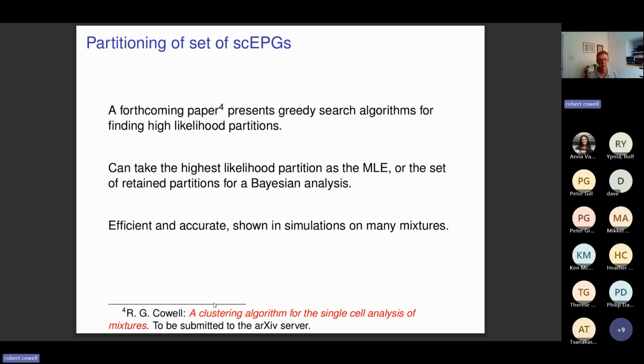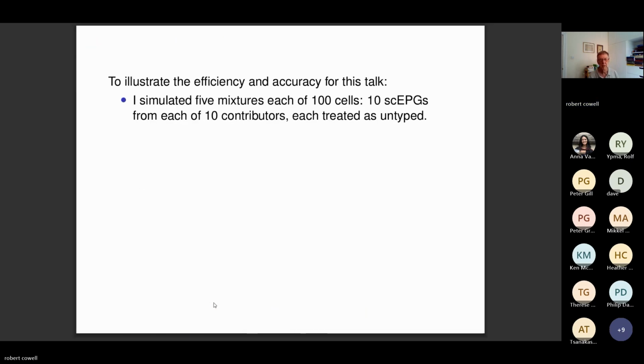Having found a set of partitions, we can take the highest likelihood as the maximum likelihood estimate of the true partition, or the set of retained partitions for Bayesian analysis, assuming that one of the retained ones is the true partition. The paper shows through many simulations using real lab-prepared single-cell EPGs that it's both efficient and accurate. For this talk, I've done another small simulation to illustrate this. I simulated 5 mixtures, each of 100 cells. Each mixture consists of 10 cells from each of 10 contributors, each treated as untyped. So I got 5 mixtures, each of 10 unknown people. It's all perfectly balanced.